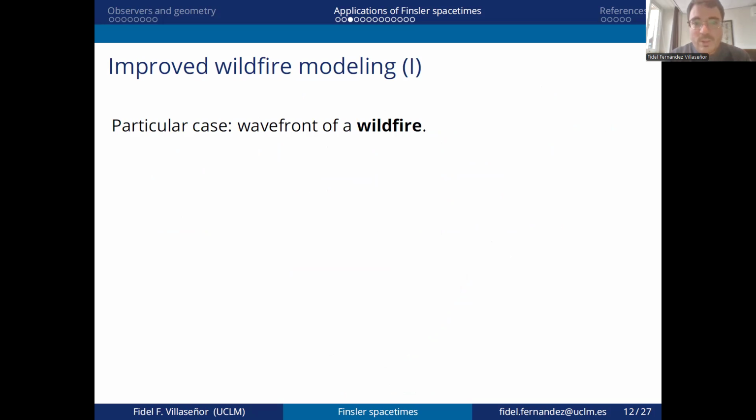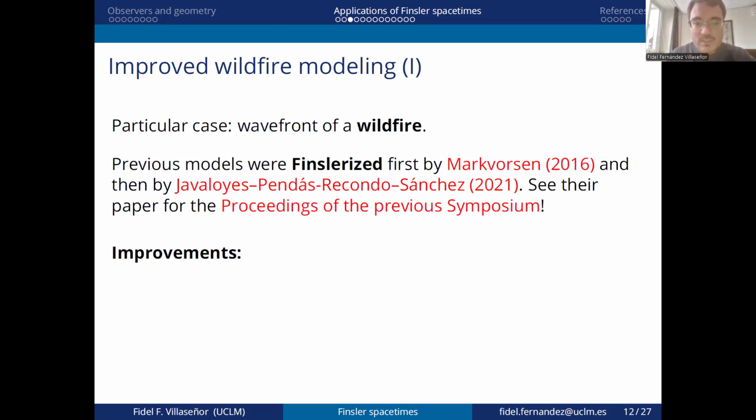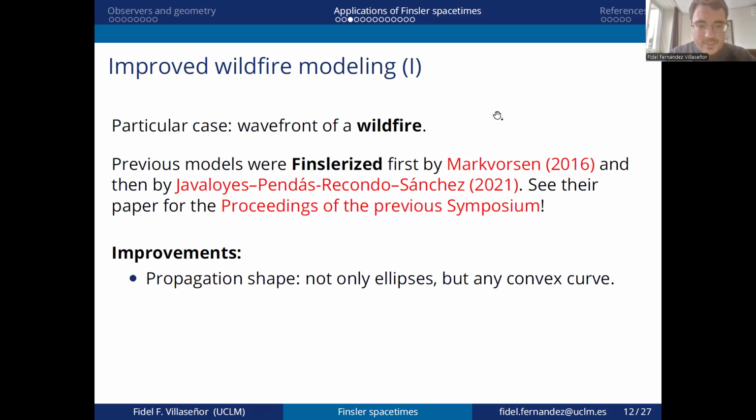In particular, we can model not just any type of wave. We could try to model, for example, the wavefront of a wildfire. And here I will say that there were previous models of wildfires, and they were first Finslerized by Markvorsen, and later by Cavalcanti, Pendás-Recondo, and Sánchez. And the idea here is that because of the Finslerian geometry, we have much more freedom. So there are many improvements with respect to the previous models. For example, in the propagation shape, the previous models only allowed essentially for ellipses, but now with Finsler geometry, one allows for any convex curve as the propagation shape of the wildfire.